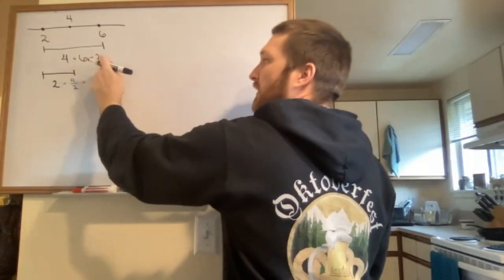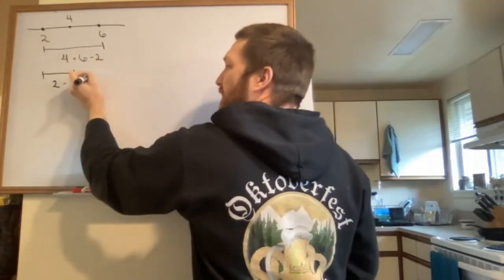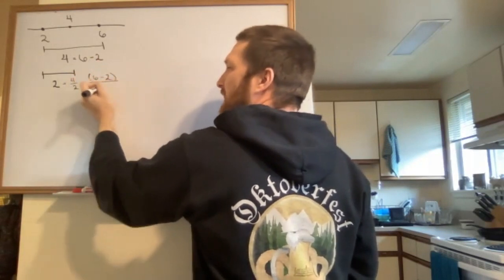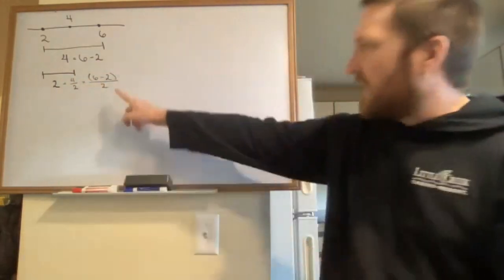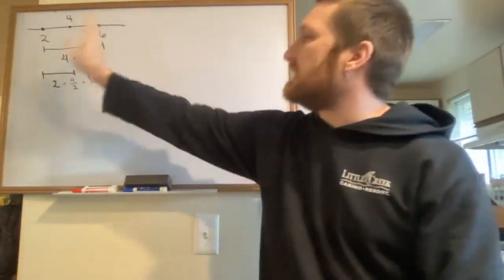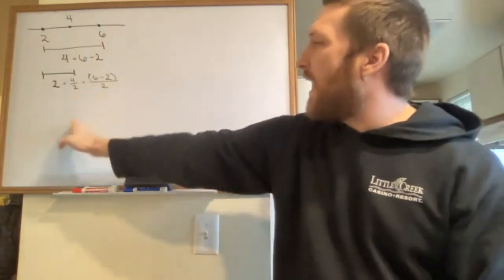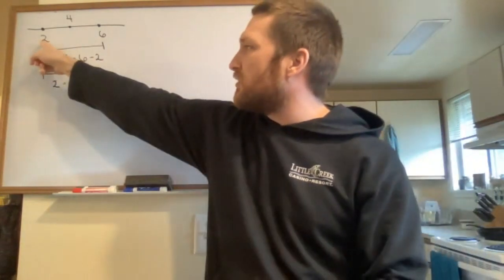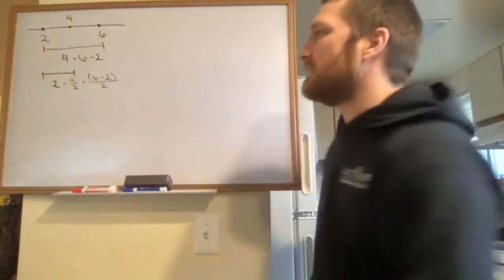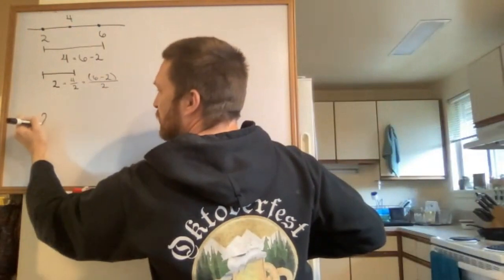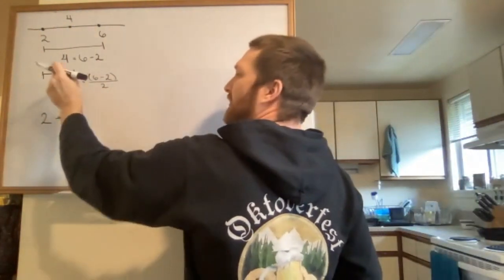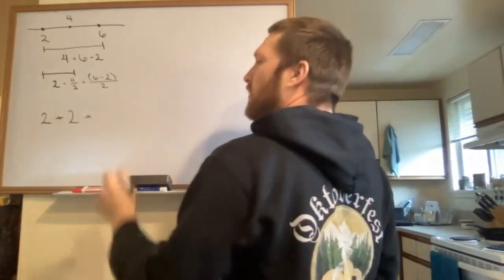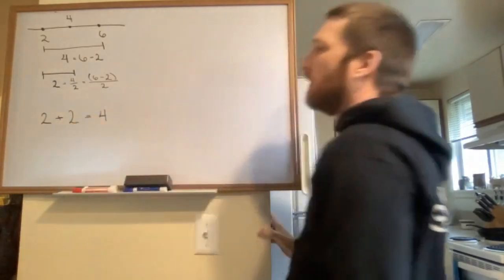Even more generally, what did we do? We took our 2 points, the difference between those 2 points, 6 minus 2, and we divided that by 2 to get half of the distance between the points. Then to arrive at the midpoint, all we need to do is take the original point and add that distance. In other words, if I'm here at 2 and I add this distance right here, I should end up at the midpoint, which is 4.